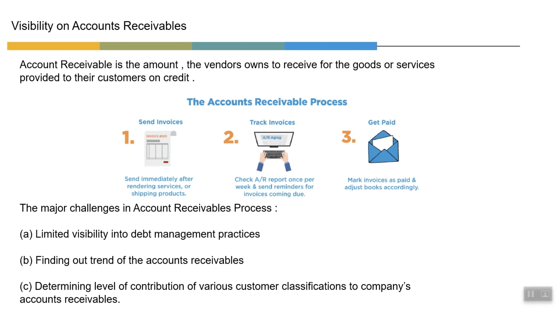So basically, this process can be summarized into three key steps: creating an invoice and sending it to your customer, periodic review of the accounts receivable report, and sending reminders to customers for invoices running due. And the final step is to ensure that you as a vendor get paid for the services and products that you have provided, and then to mark those in your books accordingly.